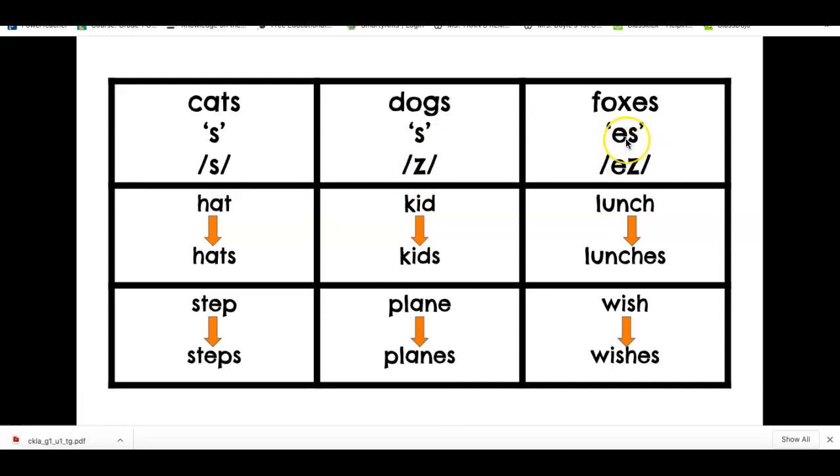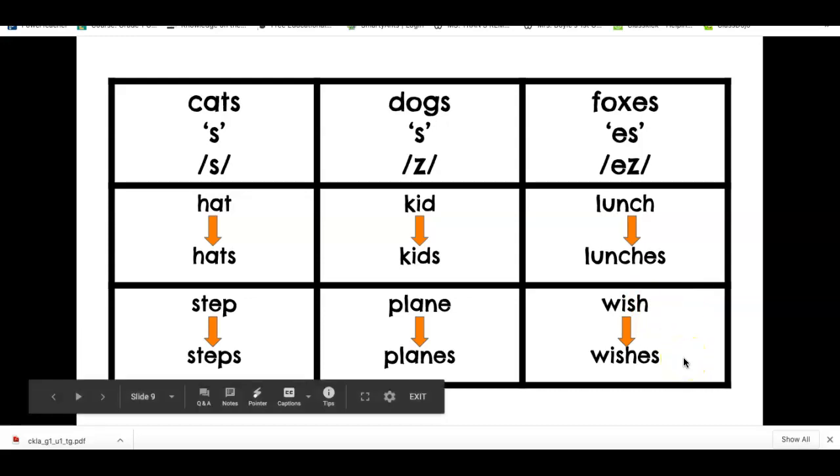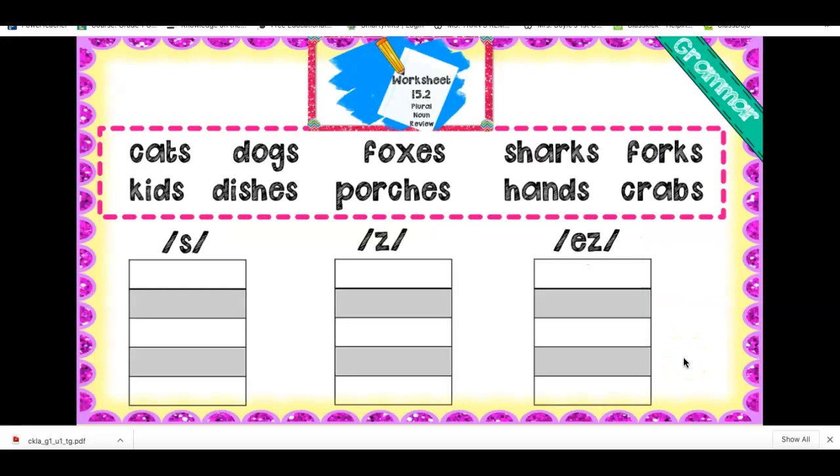When we add the ES to the end of a noun to make it plural, it makes the Z sound. For example, foxes. Or lunch becomes lunches. Wish becomes wishes. So today in Class Kick, you're going to be sorting words by their ending sound.